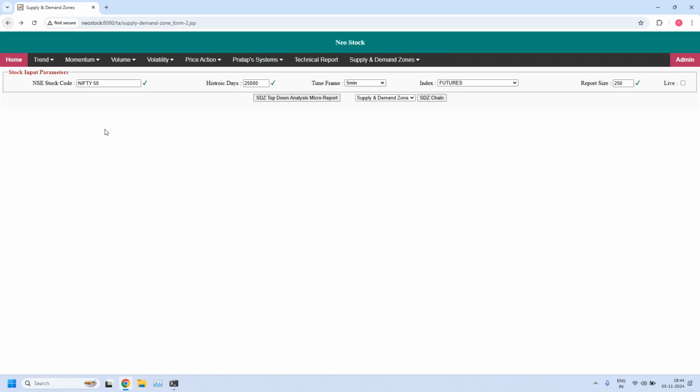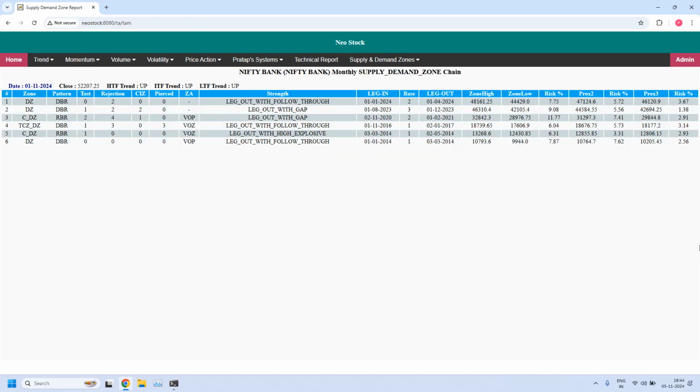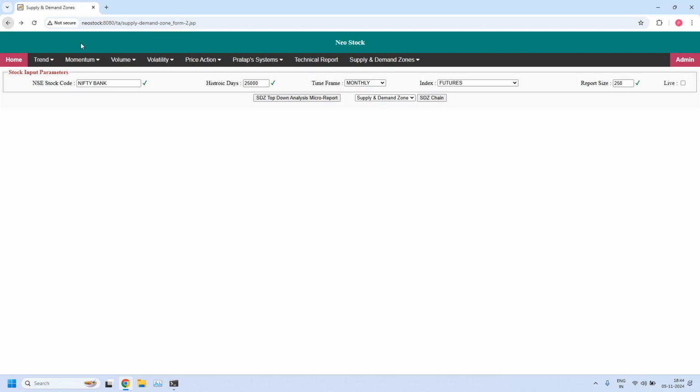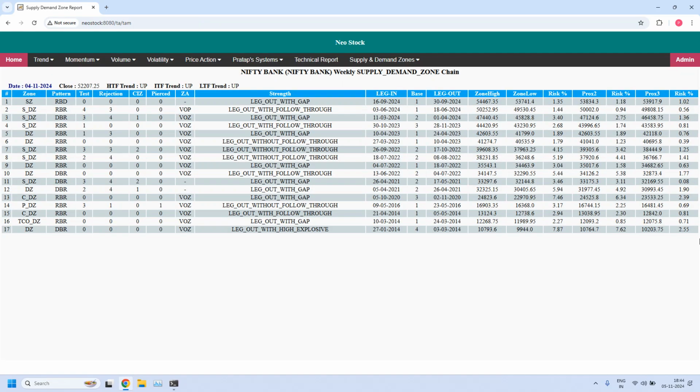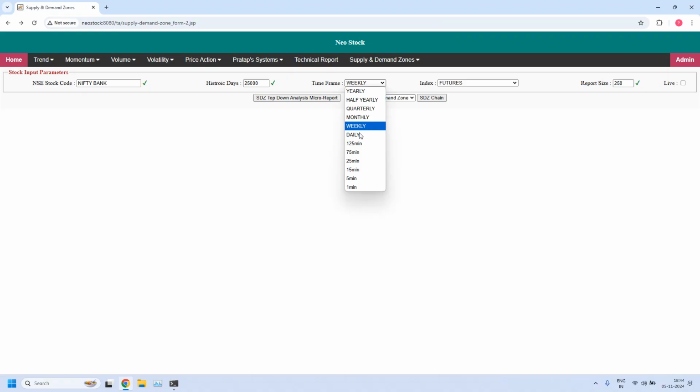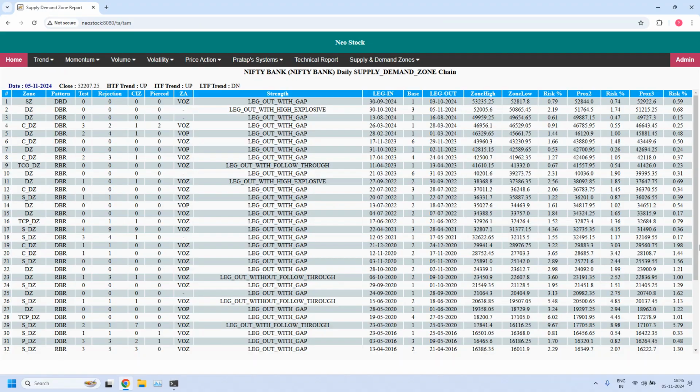Next, let me start with Bank Nifty supply demand zone chain. That is nothing but Nifty Bank. Let's start with monthly time frame, generating monthly supply demand zone chain for Bank Nifty. Next time frame is weekly, generating weekly supply demand zone chain for Bank Nifty. Next time frame is daily, generating daily supply demand zone chain for Bank Nifty.